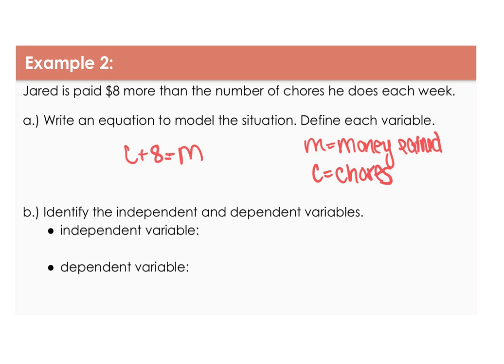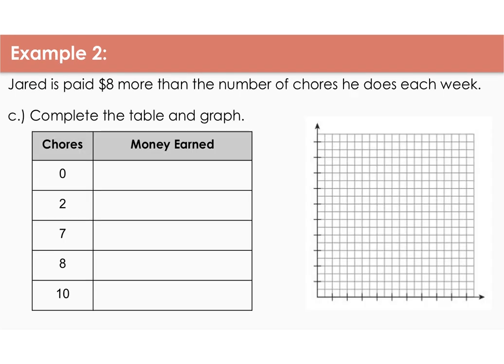So the independent variable is the amount of chores he does, and the dependent variable is the money earned, because the money earned depends on how many chores he does. So we made the equation. We said C plus 8 equals M, the money earned.